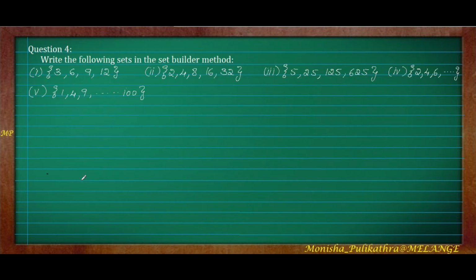So moving on to the fourth question. In the previous question, that is in the third question, they have given the question in set builder method and we have written the answer in roster method. Okay, so in this fourth question, they have given the question in roster method. We have to write the answer in set builder method. Okay, so let us move to the solution part.